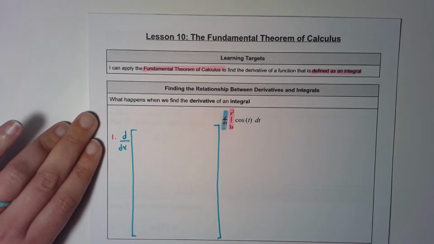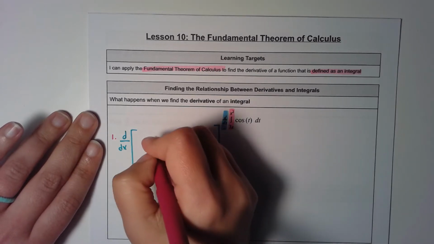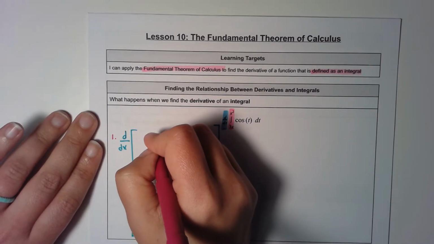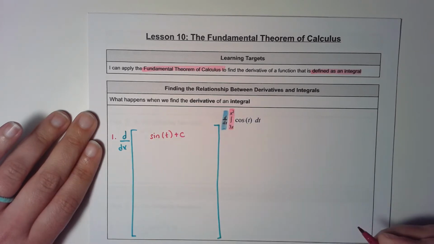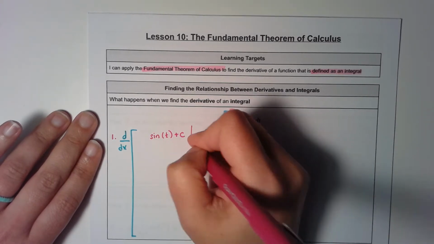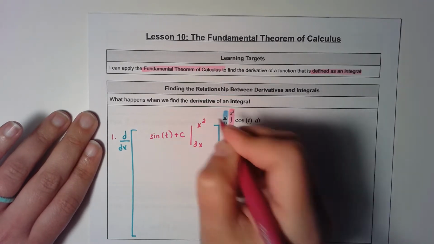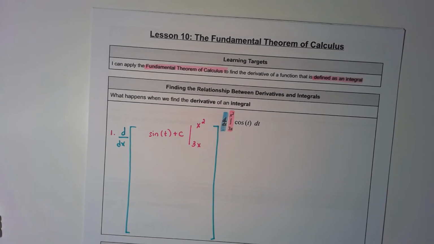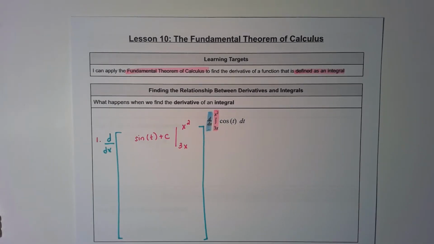So in order to evaluate this integral, I'm going to start with the antiderivative. The antiderivative of cosine would just be sine. And I'm going to evaluate that between my lower bound, which is 3x, and my upper bound, which is x squared. Now you might notice that these bounds look a little bit different than what we're used to. Usually our bounds are numbers. In this case, they are functions of x. So we're going to see how that relates to our final answer.